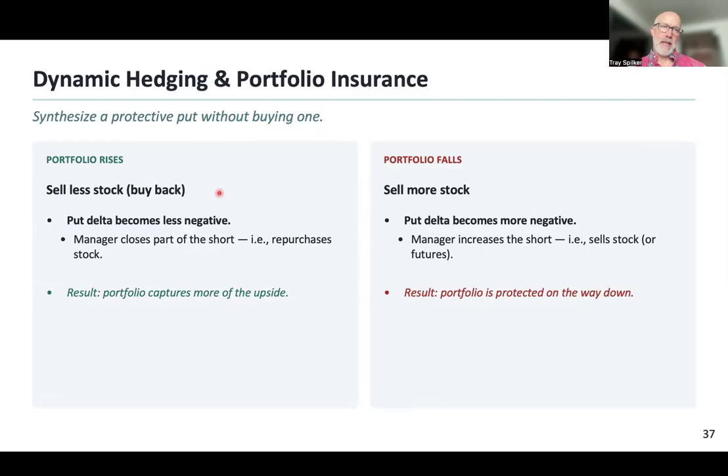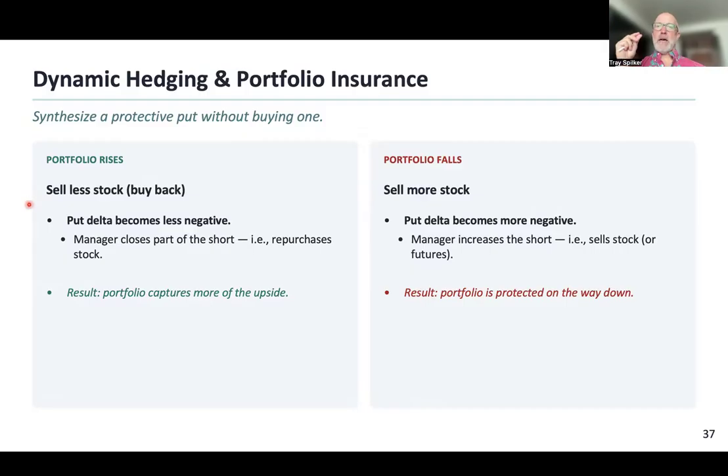The problem with dynamic hedging is that it's pretty expensive. So what we might want to do instead is to synthesize a protective put without actually buying one. How do we do this? Well, instead of buying the real put, which is going to cost that premium up front, the manager might synthesize one by dynamically adjusting the stock holding to match the delta of the put's profile.